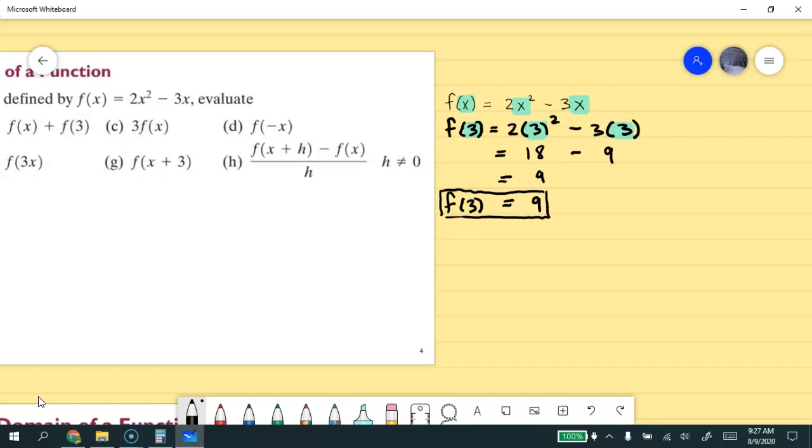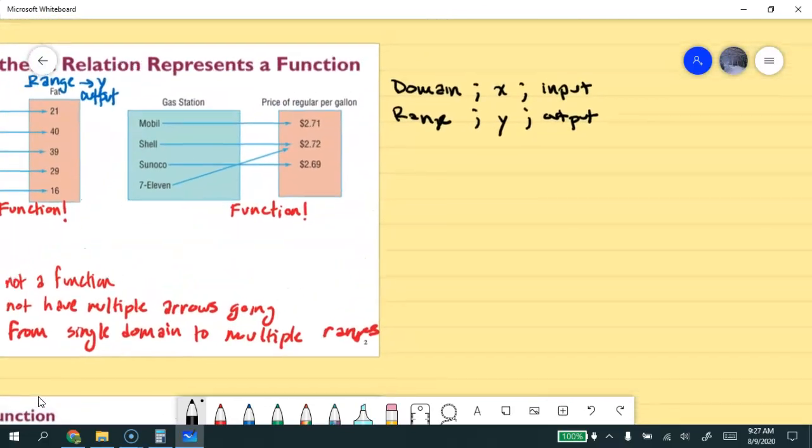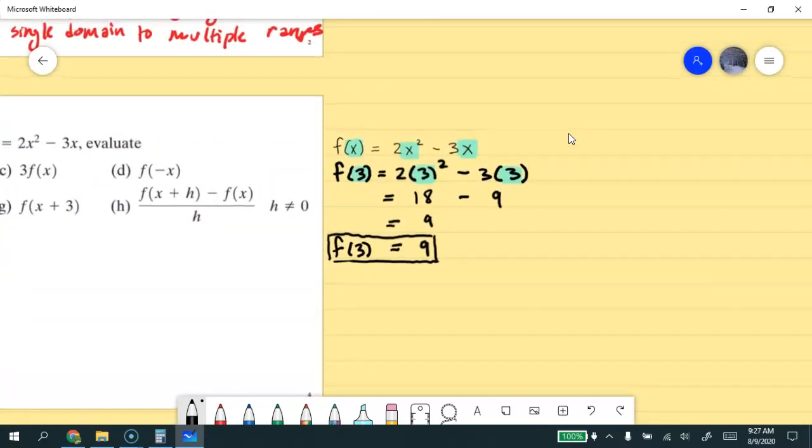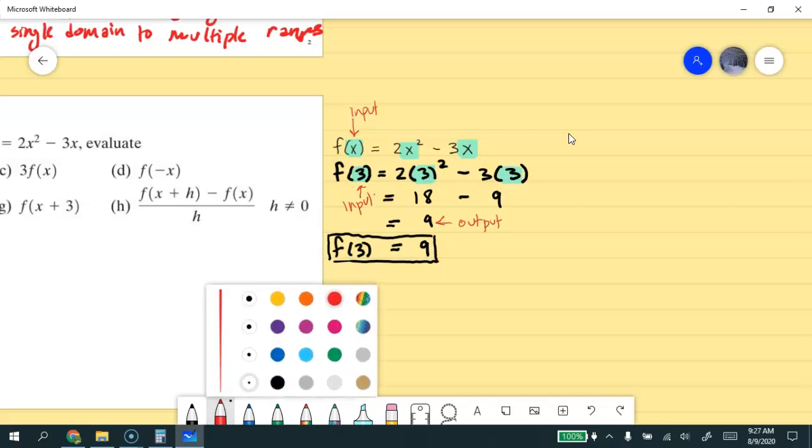That's it. So remember the idea of input and output? Well, it's the same exact thing that I had detailed for you earlier. When we say x, we're referring to the input. When we say y, we're referring to the output. So in other words, what went into the function was an x, all right? What came out of the function was a 9. So the 9 is my output, and the x is my input. In this situation, the 3 was my input, and that's all there is to it.